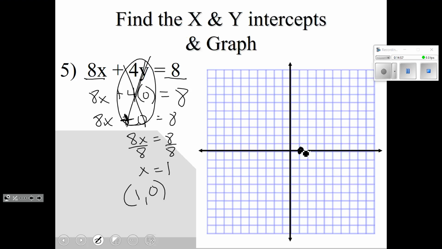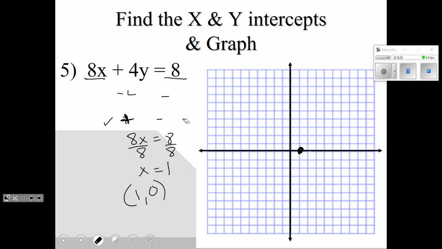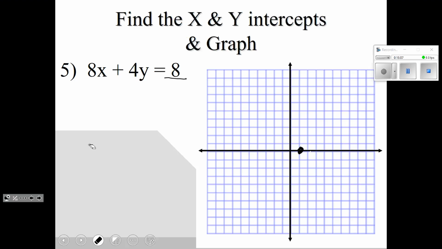And then if I wanted to find my y-intercepts, if I am on the y-axis, guess what? Do you know my x-coordinate? It's going to be 0. Do you realize that? If you are on the y-axis, this point is 0, 1. This is 0, 2. This is 0, 3. This is 0, 4. Your x-coordinate, anywhere on the y-axis, the x-coordinate is 0.